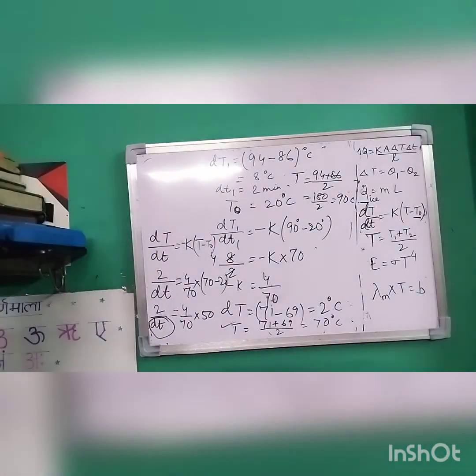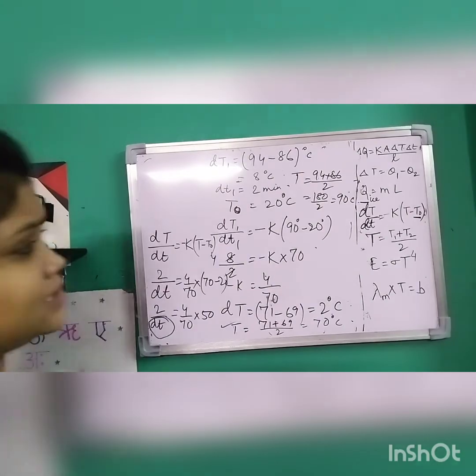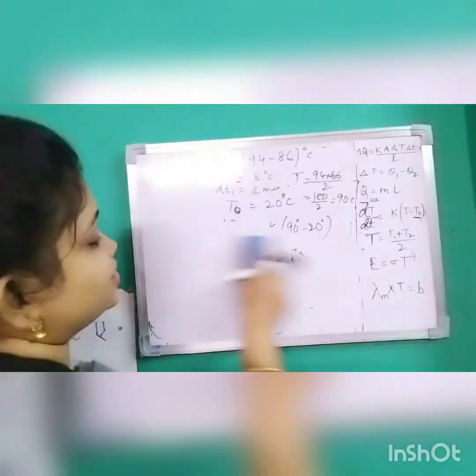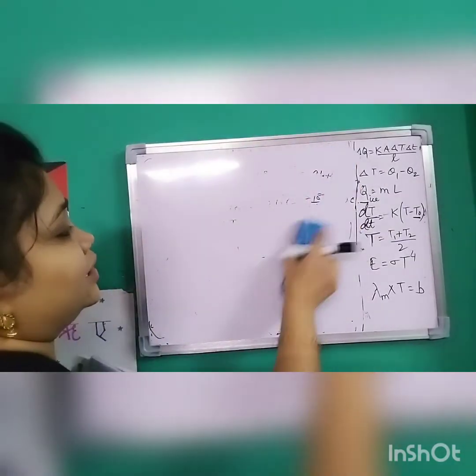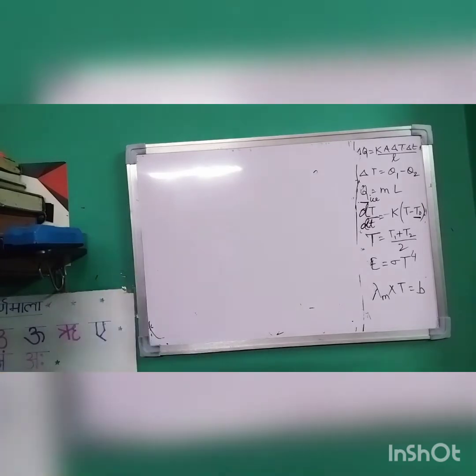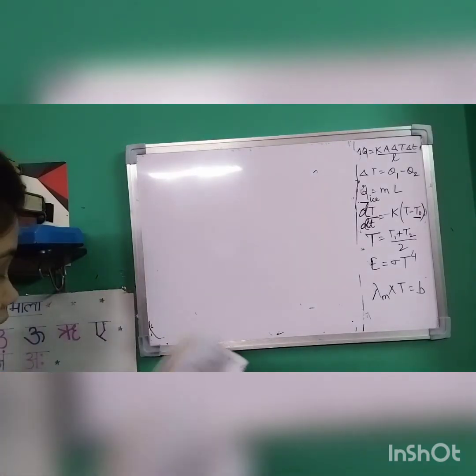Okay, now let us go to the next sum, which is sum number 18. Now students, we are going to use Stefan's law as well as Wien's displacement law from the next sum. So let's do sum number 18.